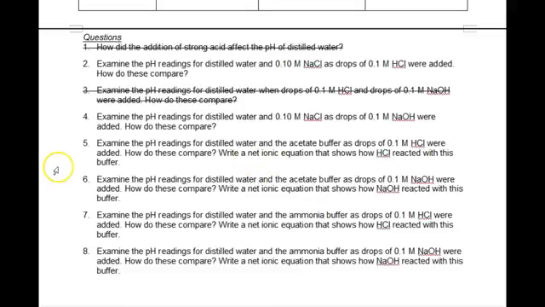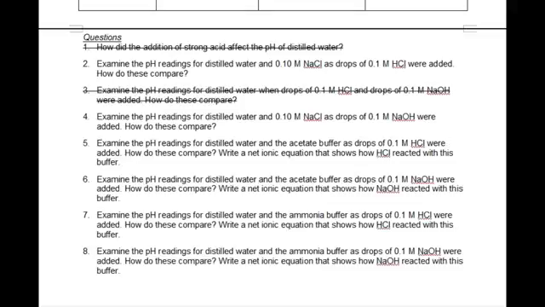And then for number 5 and 6, you're going to look at the acetate buffer and discuss what happened when hydrochloric acid was added. Compare that one to the water. And then show me an equation where hydrochloric acid reacted with the buffer. Hydrochloric acid is a strong acid, so it's going to react with the base in your buffer. You had acetic acid and sodium acetate. Remember, the acid always has one more proton than the base.